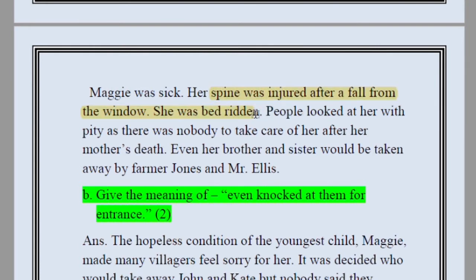She was bedridden. People looked at her with pity, as there was nobody to take care of her after her mother's death. Her mother used to carry her from the bed. So, when her mother was dead, when her brother and sister were taken away by other people, then what will happen to this child who cannot even get up from her bed? Even her brother and sister would be taken away by Farmer Jones and Mrs. Ellis. Now who is going to take care of Maggie? There would be nobody. She would be lying there miserably.